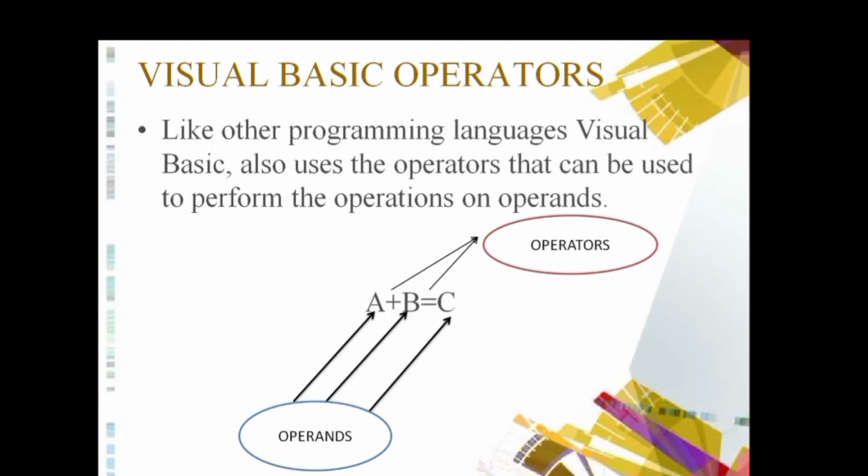So here we will have an example. A plus B is equals to C. So here our operation is going on. A, B and C are the operands, okay? And plus and equals to are the operators. So operators are used to perform the operations on operands, okay?